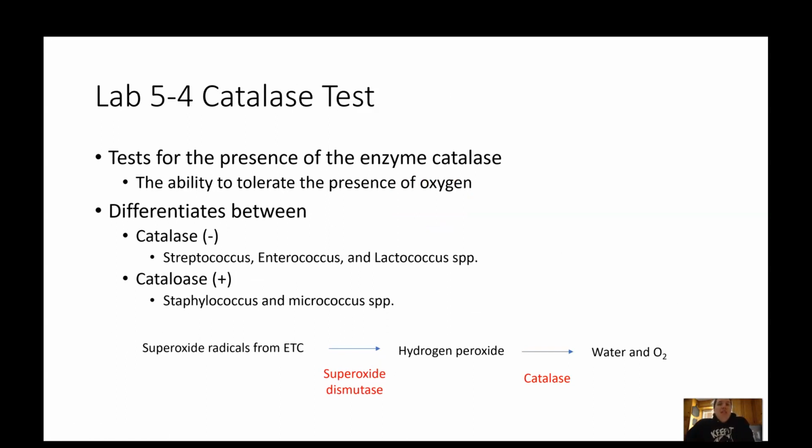Okay, so let's take a look at our first test. And our first test is Lab 5.4, and it's a catalase test. Very, very straightforward test. Simply testing for the presence of the enzyme catalase. And this enzyme gives us a really good indication that the bacteria that contain this enzyme can tolerate the presence of oxygen.